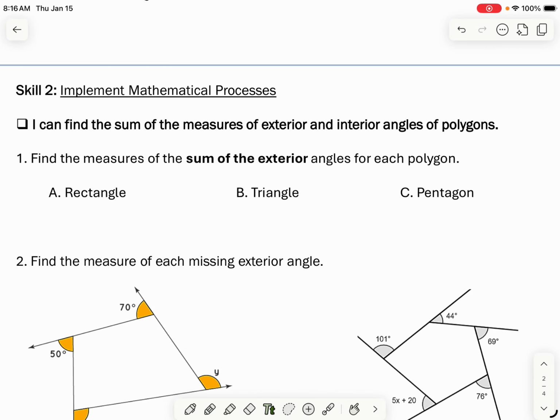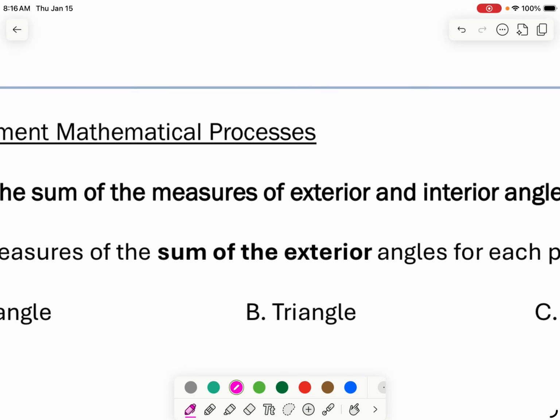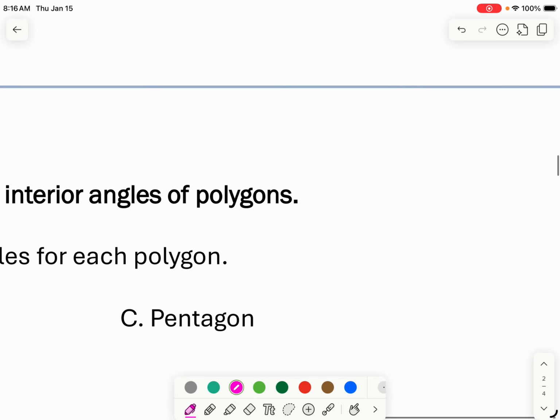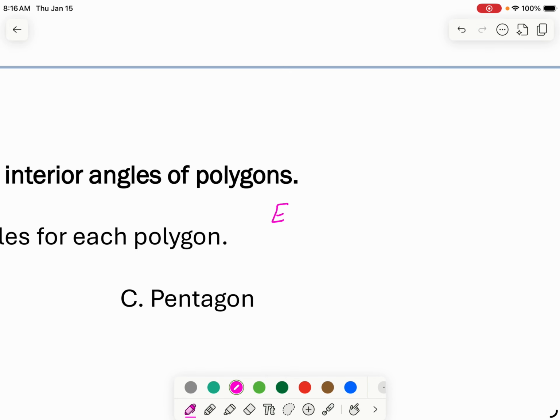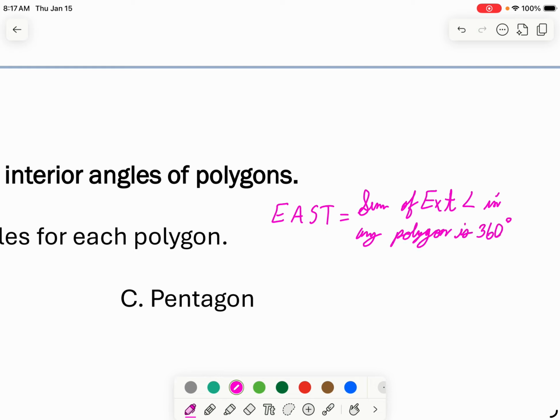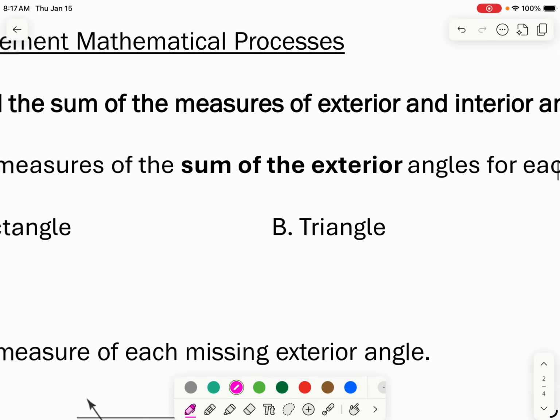Find the measure of the sum of the exterior angles for a polygon. So this brings to mind our theorem for the sum of exterior angles of a polygon. I like to call it the EAT, E-A-T, or EAST, E-A-S-T, the exterior angle sum theorem. And that is the sum of exterior angles in any polygon is 360 degrees.